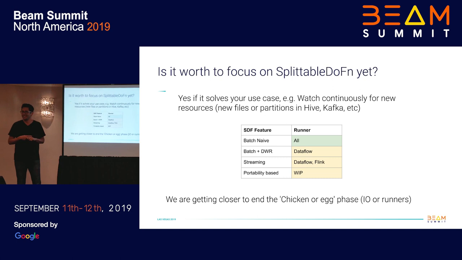I don't know more. But I'm optimistic in the sense that we are getting closer to getting past the chicken or egg problem of IO and runners, because IO authors didn't want to use Splittable DoFn because runners didn't support it, and runner authors didn't have the motivation to do it because there were no IOs. So we are getting closer.